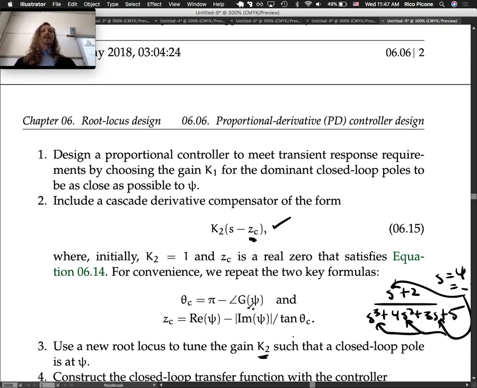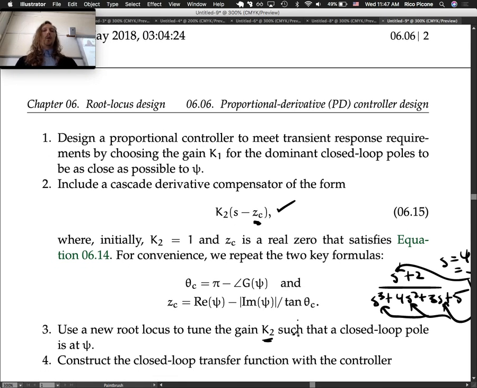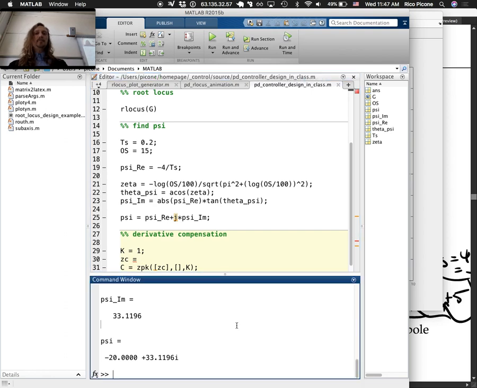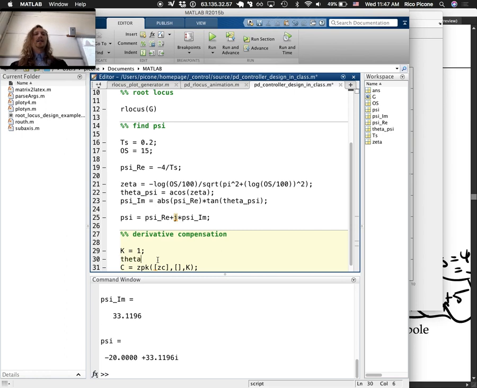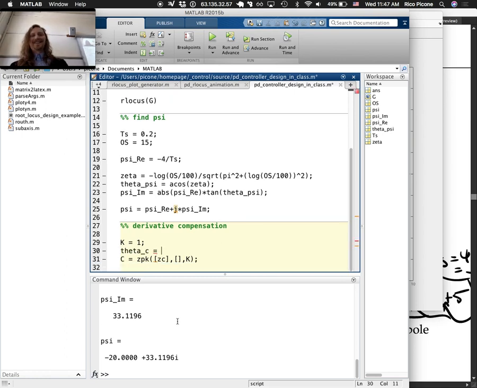So the first thing to do is to compute G of psi. MATLAB has a nice function for that, so we don't have to do all this by hand plugging in stuff. It's called evalfr. What we can do is first find theta C.